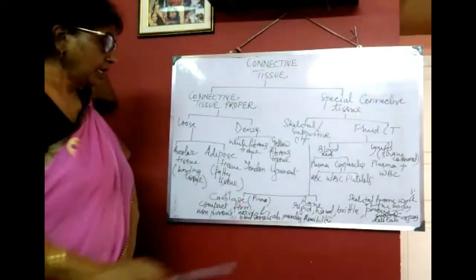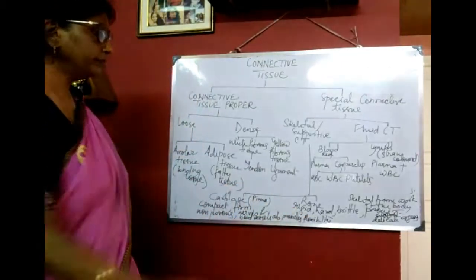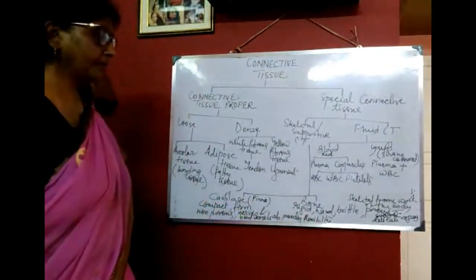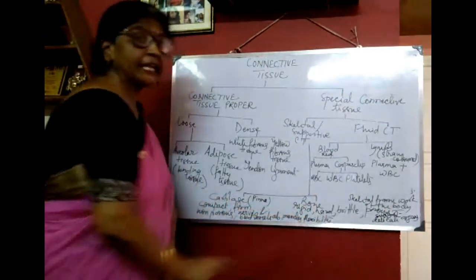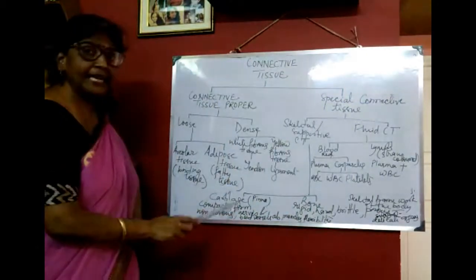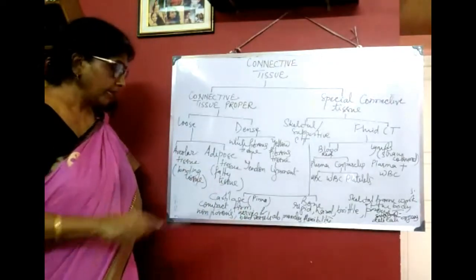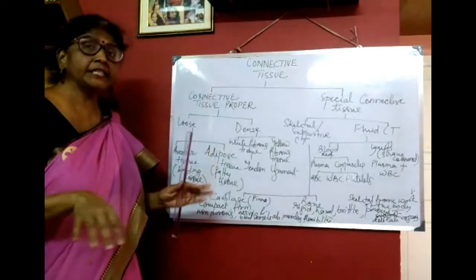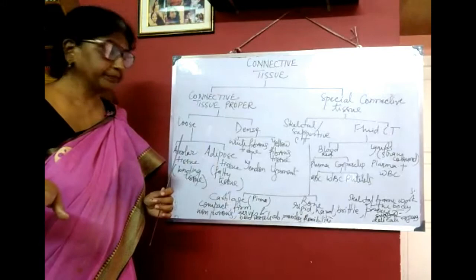Then bone. Bone is rigid, hard, brittle. It is porous. Nerves present. It forms the skeletal framework of the body and also helps in supporting or protection of the delicate organs. Cartilage, the cells are chondrocytes. Bone cells are osteocytes. Protein present in cartilage, chondrin. Protein present in bone, ossein.